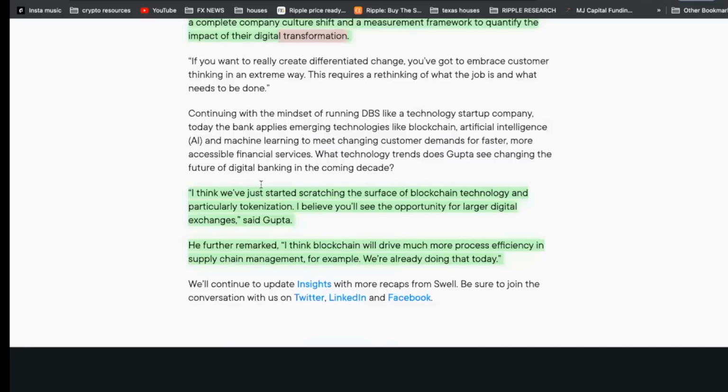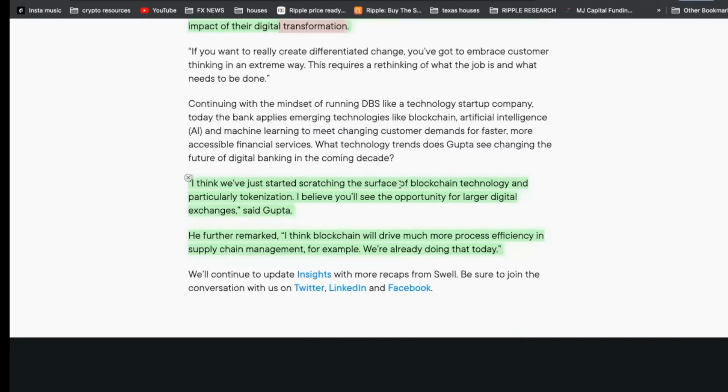And he said, I think we've just started scratching the surface of blockchain technology, particularly tokenization. I believe you'll see the opportunity for larger digital exchanges, said Gupta, again, from the biggest bank in Singapore. He further remarked, I think blockchain will drive much more process efficiency in supply chain management. For example, we're already doing that today.